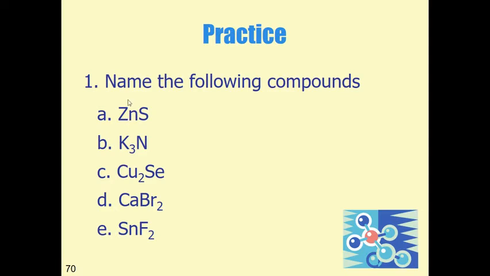So we're going to name the metal first, zinc. And because it does not behave like a transition metal, it has a fixed charge, so you're going to leave it without a Roman numeral. Then it says name the non-metal second. The non-metal is sulfur. Replace the ending with ide. So it becomes zinc sulfide.